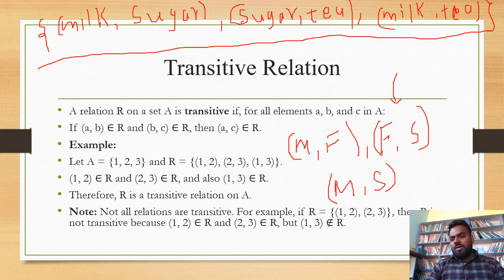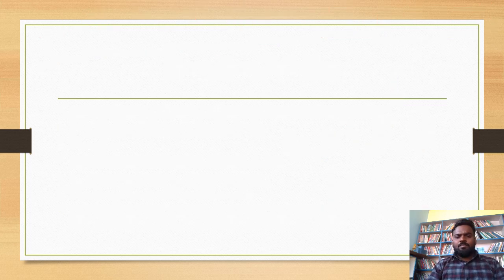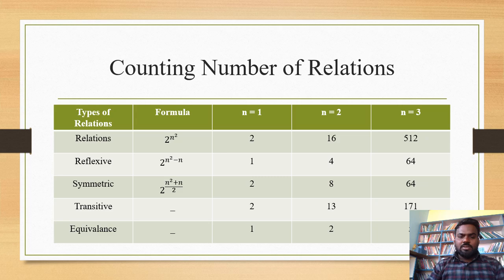Now let's move on to the next topic, counting the number of relations. How to count the number of relations? The formula I have mentioned here: relations we can count as 2 power n squared. For reflexive the formula is 2 power n squared minus n, and for symmetric it is 2 power (n squared plus n) by 2. If you put in the values, this is the calculation I have given here. If you put 1, you will get 2 relations. If you put 2, you will get 16 relations. If you put 3, you will get 512 relations. I have calculated this and kept it here.